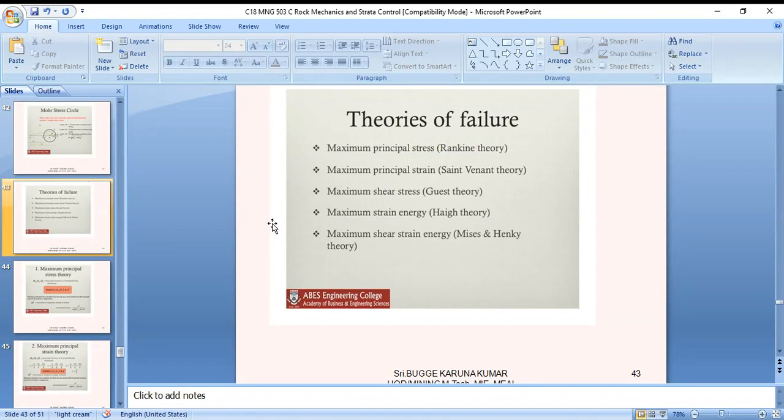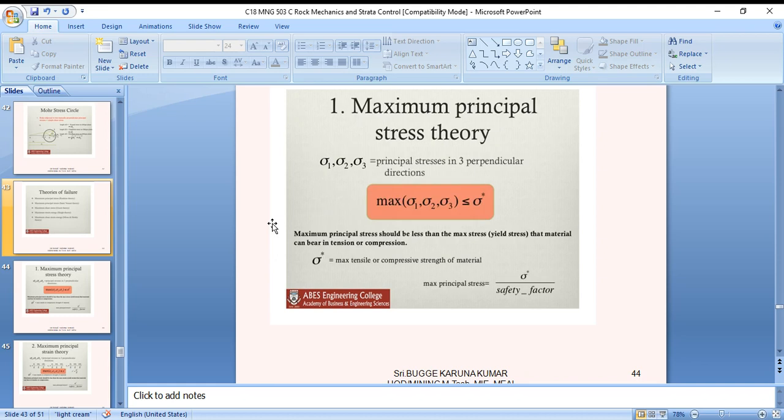Then theory of failures. The maximum principal stress, one is the Rankine theory. Maximum principal strain, already we are saying, is the Saint-Venant theory. Maximum shear stress, Guest's theory. Maximum strain energy theory. Maximum shear strain energy is also given here.